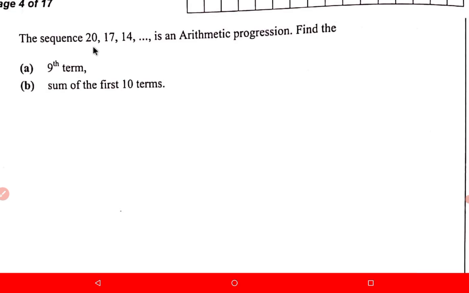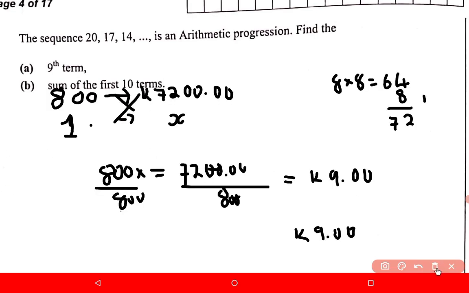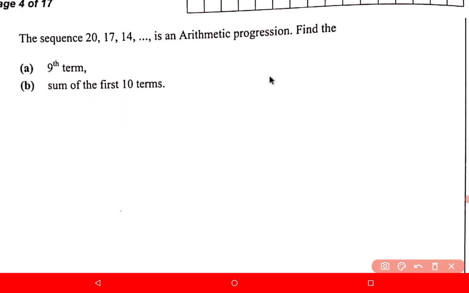You go to this one, very straightforward as well. The sequence 20, 17, 14 is an AP, or arithmetic progression. Find the 9th term. Very simple as well. So we have the formula Tn is equal to a plus (n minus 1) d.